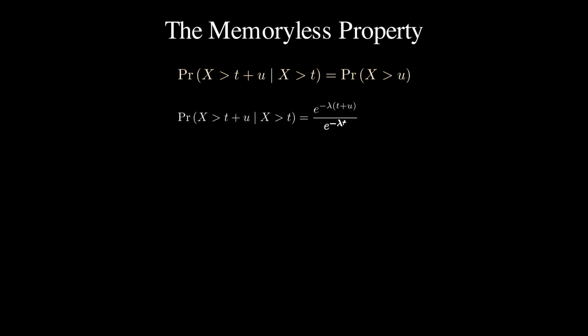The proof takes 2 lines. The conditional probability is a ratio of tails, e to the minus lambda times t plus u over e to the minus lambda t. The factor with t cancels, leaving e to the minus lambda u.